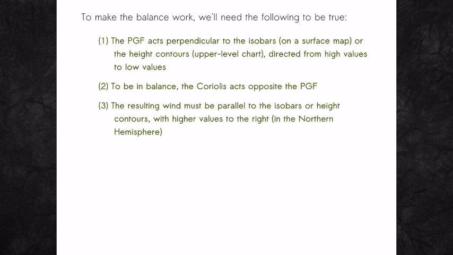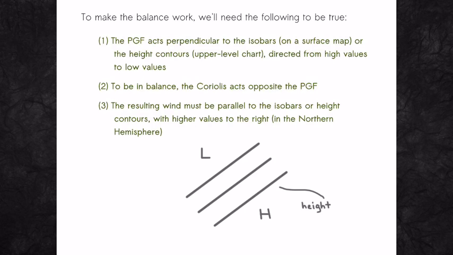So the first thing, the starting point, is that we've got a pressure map here with higher values to the southeast, lower values up here to the northwest. This could be a surface pressure map, in which case we're looking at isobars, or it could be an upper level chart. So either one, same kind of idea. Height contours or isobars, depending on the kind of map.